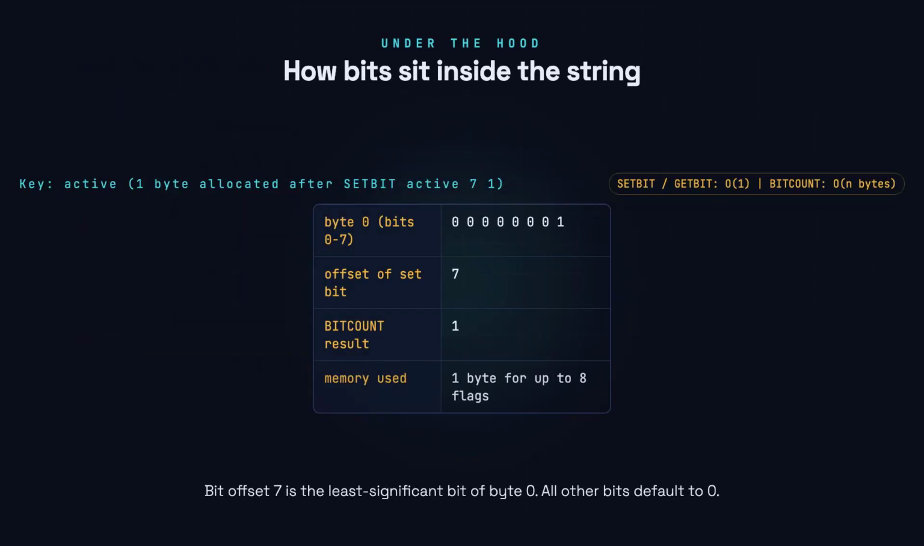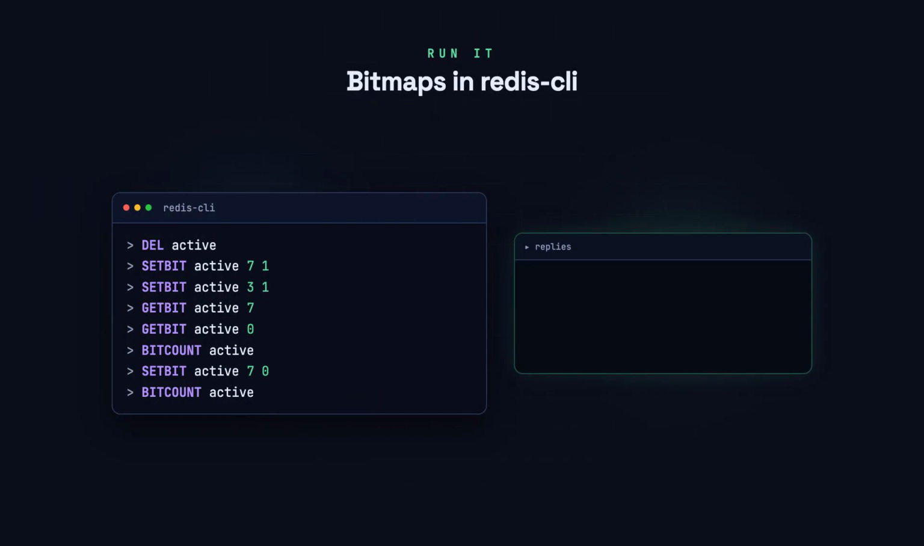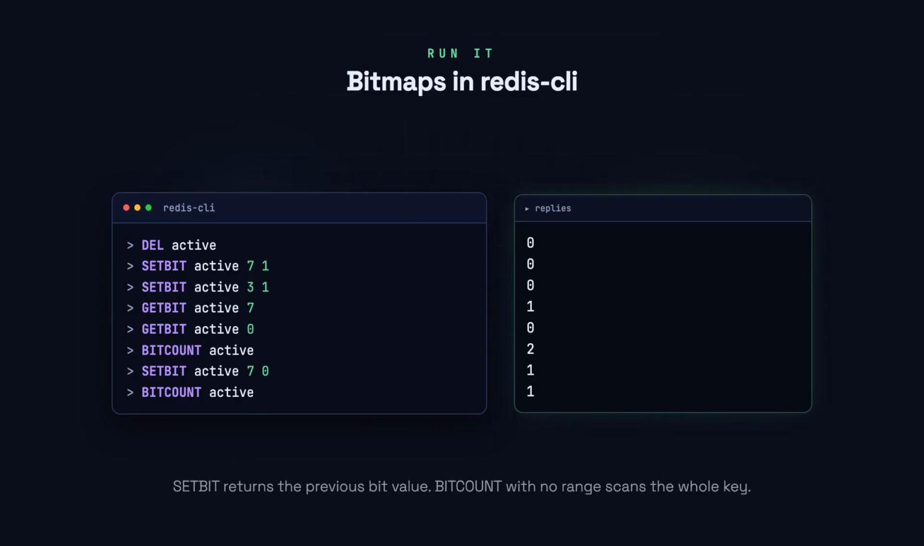After running SETBIT active 7 1, Redis allocates exactly 1 byte. Bit offset 0 through 6 are 0, offset 7 is 1. GETBIT active 7 returns 1, and BITCOUNT returns 1. We set bits at offsets 3 and 7, confirm GETBIT reads them back, then count the set bits. Flipping offset 7 back to 0 drops BITCOUNT from 2 to 1, all in constant time per bit operation.